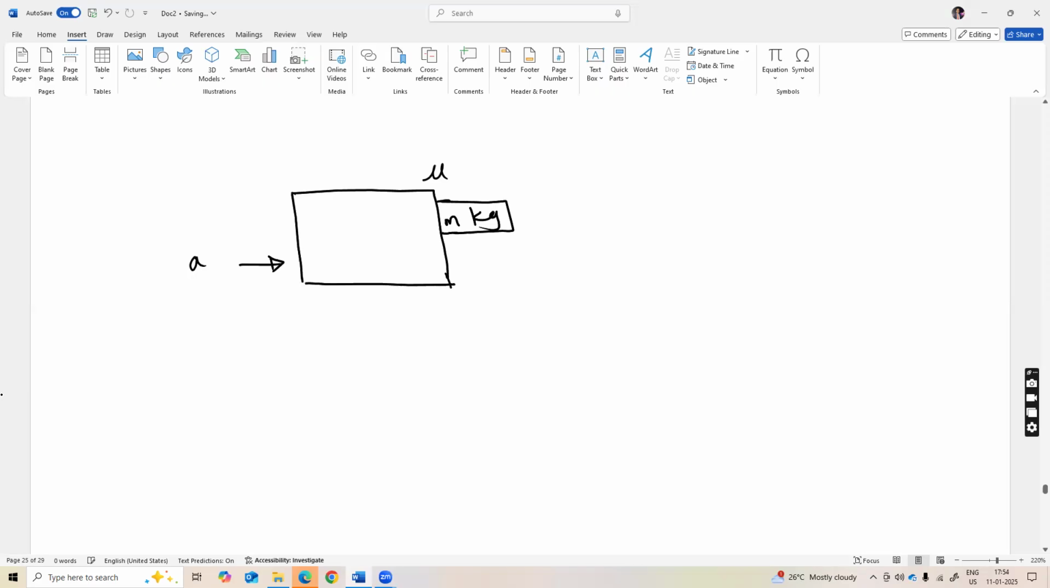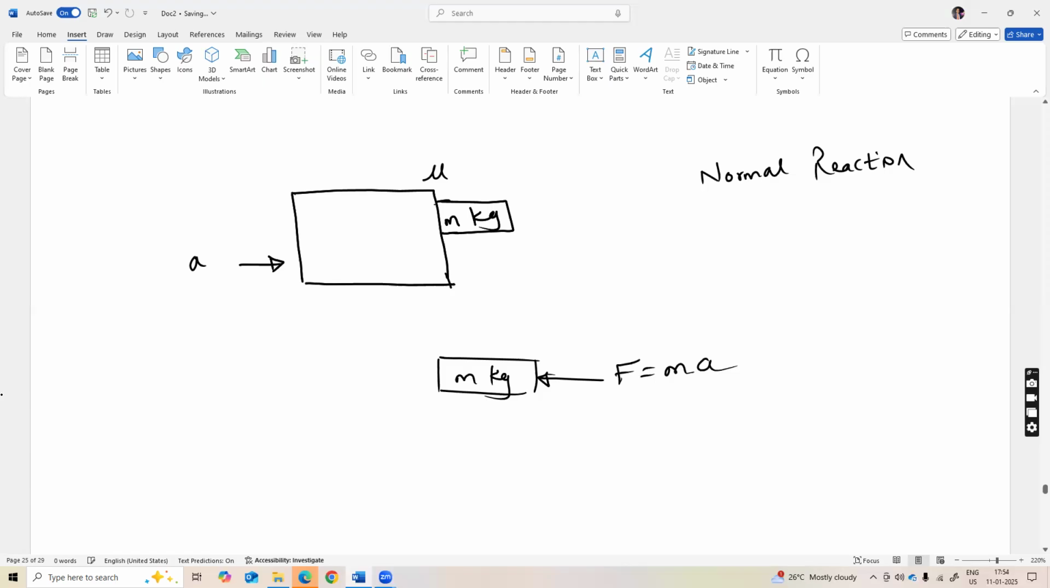So if we have to find out the normal reaction and limiting friction between these two objects, then we will apply the concept of pseudo force. When we apply pseudo force, we basically consider this object as not moving, and there is a force on it. Let's say this object has mass m kg. So we apply a force of magnitude equal to the mass of this object times the acceleration, in the opposite direction.